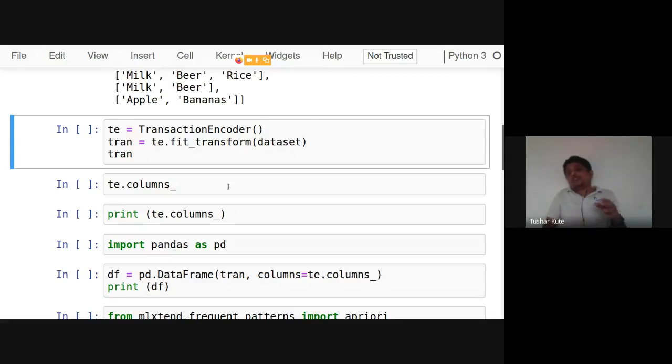It is used to convert non-structured transactions into structured transactions. That is done by the transaction encoder. I'll show you how it is done.